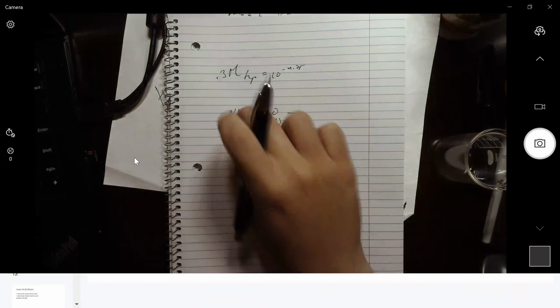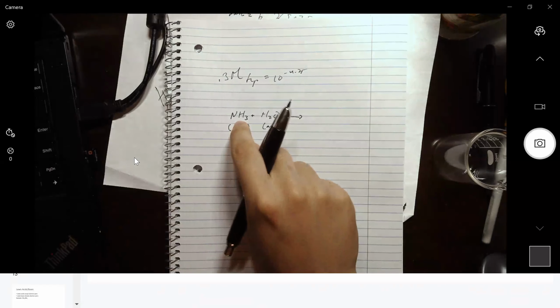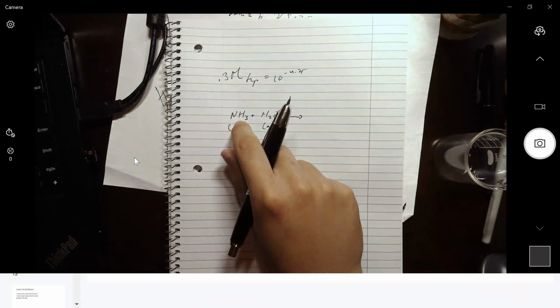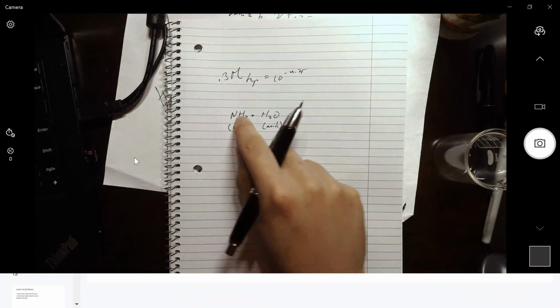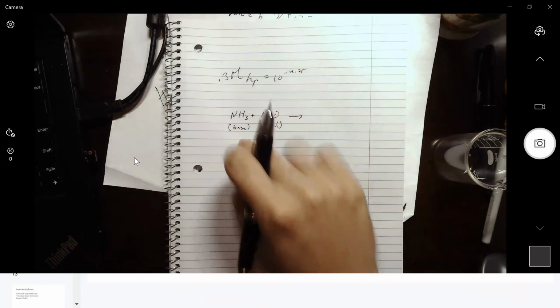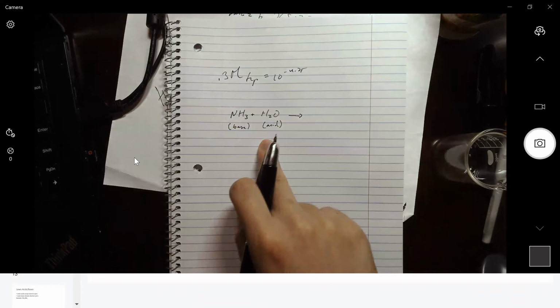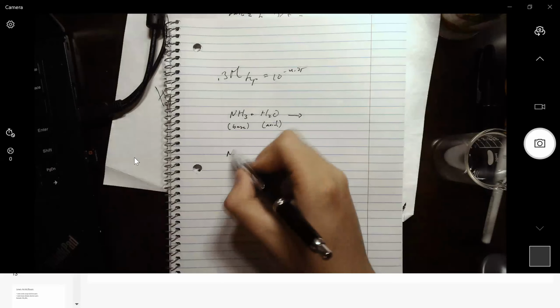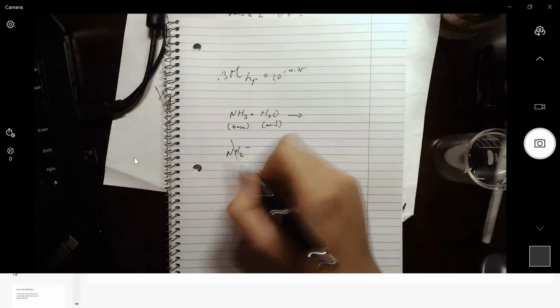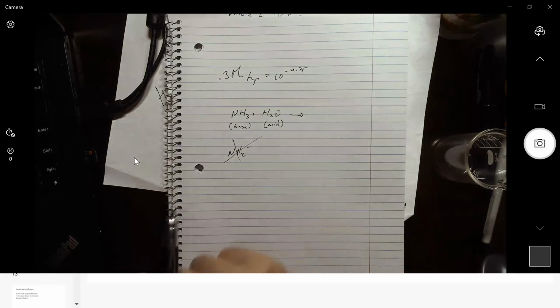Ammonia is a very, very weak acid, so that reaction does not actually happen. It doesn't really act as an acid under normal conditions. But if you study some organic chemistry, you might see something like sodium amide. So this is a base and this is an acid. What do you think the product should be? Yeah, NH2 minus is pretty unstable, so we don't form that in aqueous solution.